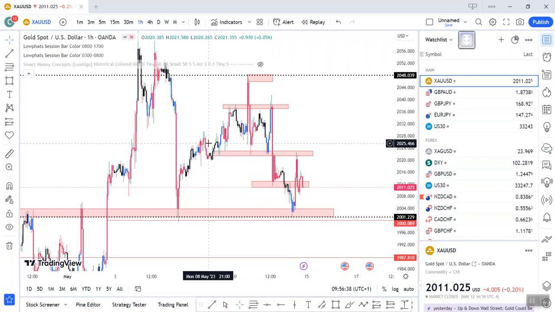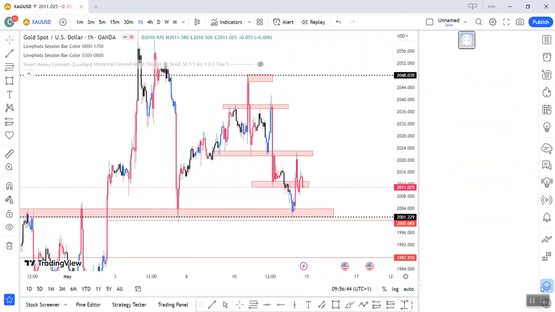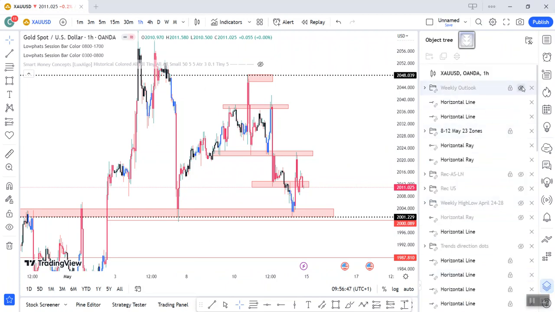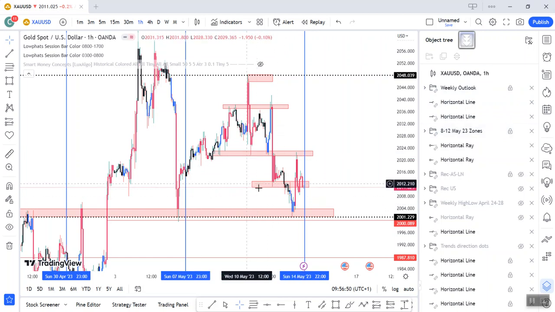These are US sessions. So you see, if I bring back my weekly outlook, okay, this is my weekly outlook. Price starts here Monday and closes here on Friday. You see that basically the zones that have been really impacted are this zone, this is the week high, this is the week low, this zone, which is the high of the week, and you see that price has impacted here.